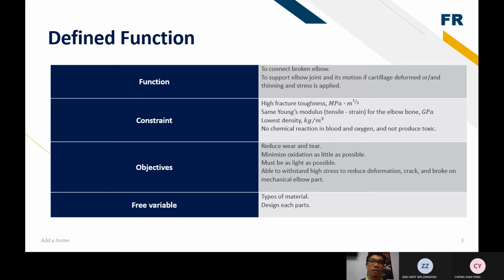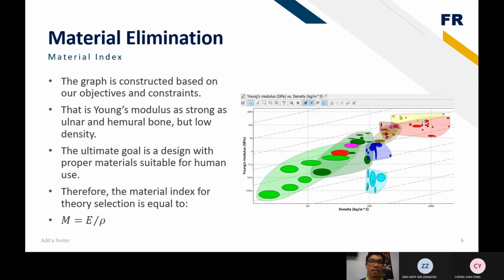So to fulfill the objectives, there are two types of material and their design. Here you can see the graph. The graph is constructed based on our objectives and constraints. That is high Young's modulus, as strong as the ulnar and humeral bone, but low density. The ultimate goal is a design with a proper material suitable for human use. Therefore, the material index for this graph is M equal to E over rho, or density.